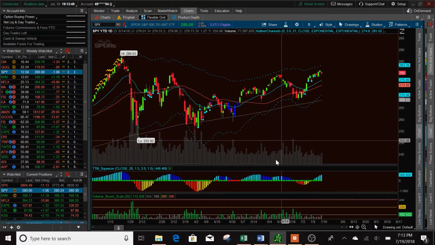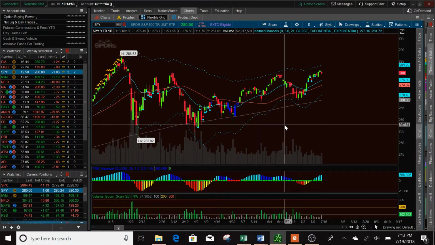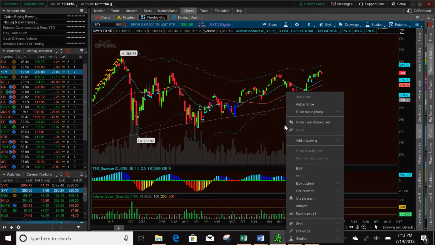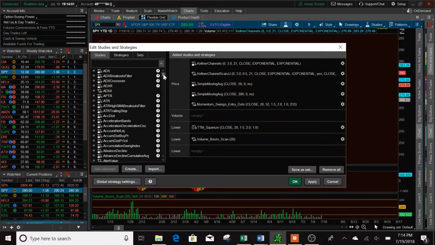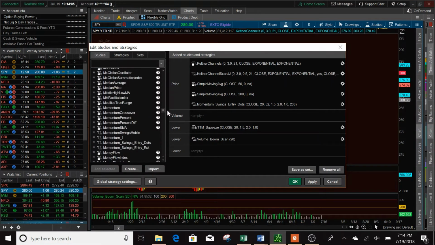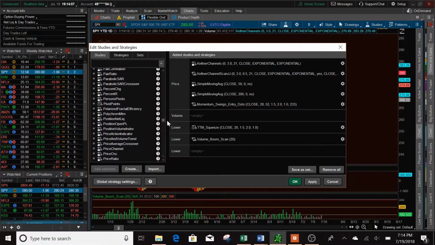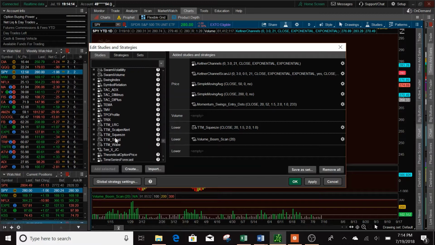Next, down here, I've got the TTM squeeze. I know a lot of you guys are using that as well. If you don't have it, you can just find it in the studies. It's down here in the T's, and it should be loaded on every Thinkorswim platform by default. They've got some other good indicators there as well, like TTM Trade the Markets.